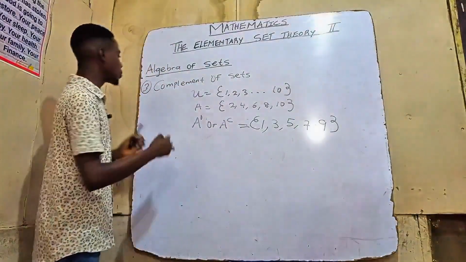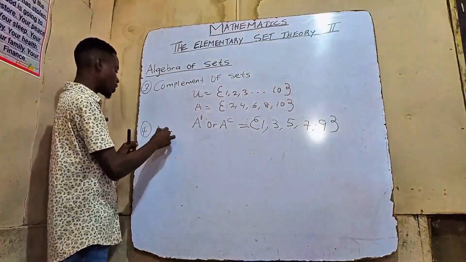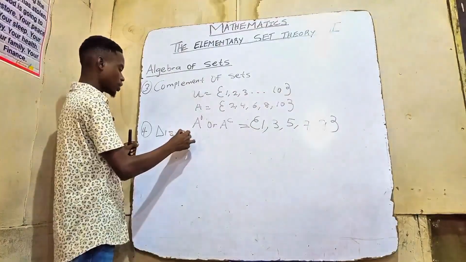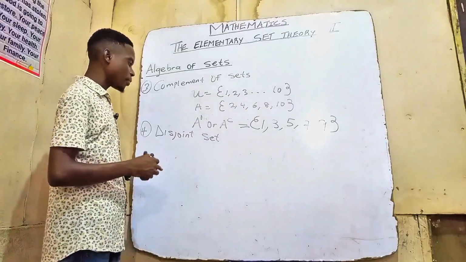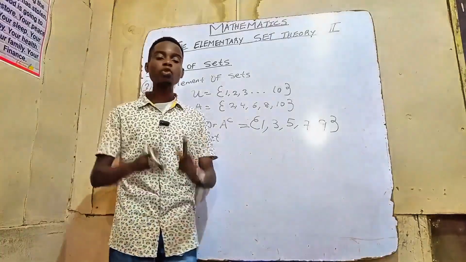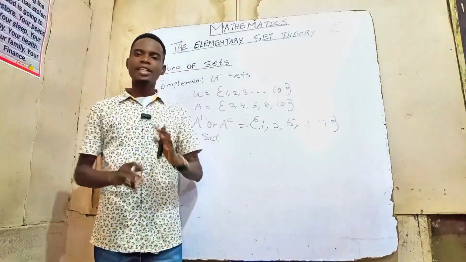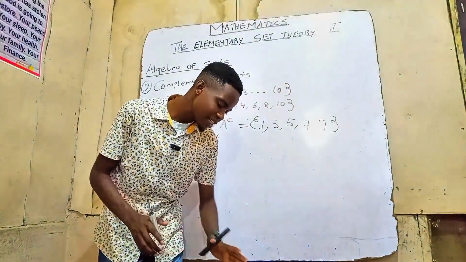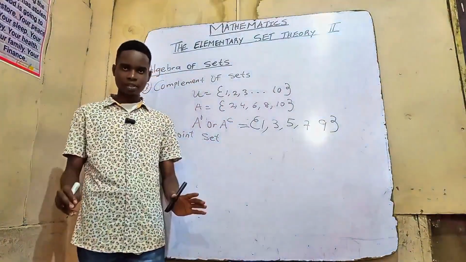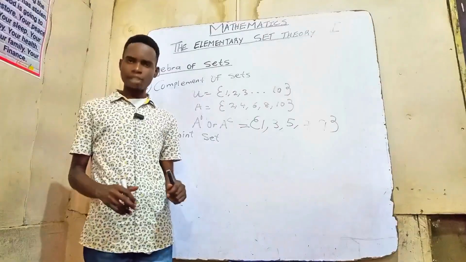The fourth algebra of sets we'll be considering is what we call disjoint sets. Disjoint sets are a type of set. Two sets are said to be disjoint when they don't have anything in common. That is, if the intersection of two sets A and B is empty, then the two sets are said to be disjoint. When the intersection is empty, those sets are disjoint.